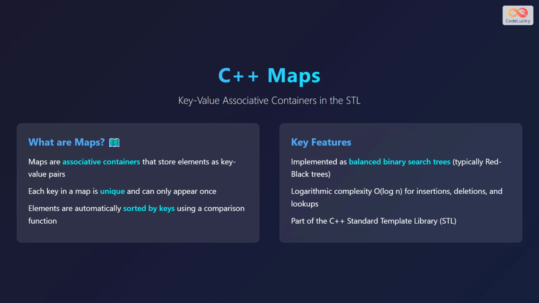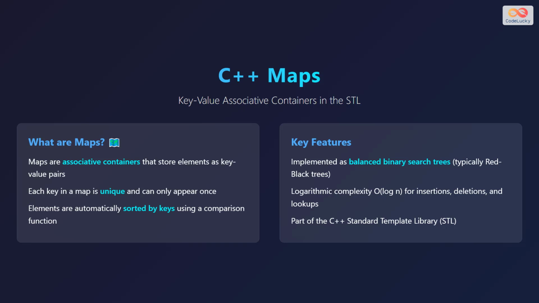In this video, let's explore C++ maps, also known as key-value associative containers in the Standard Template Library. We'll dive into what maps are, their key features, and how they can be incredibly useful in your C++ programs. First, what are maps? Maps are associative containers that store elements in key-value pairs.